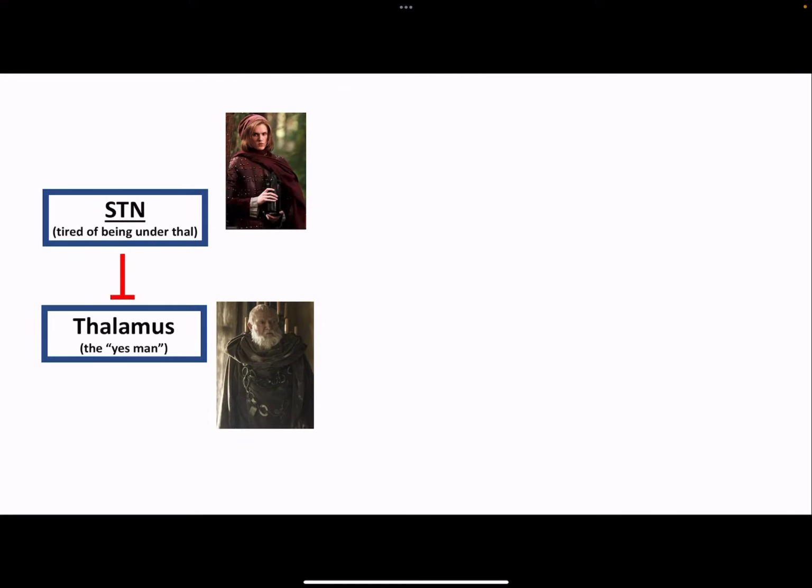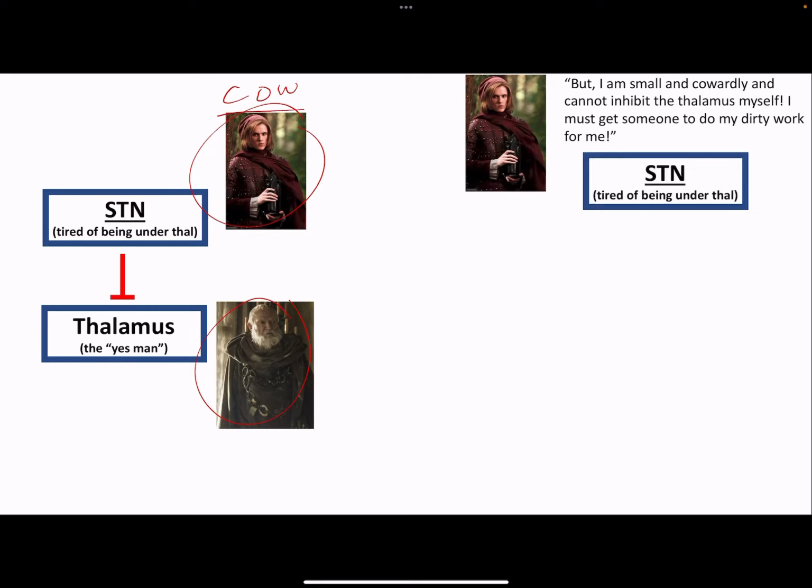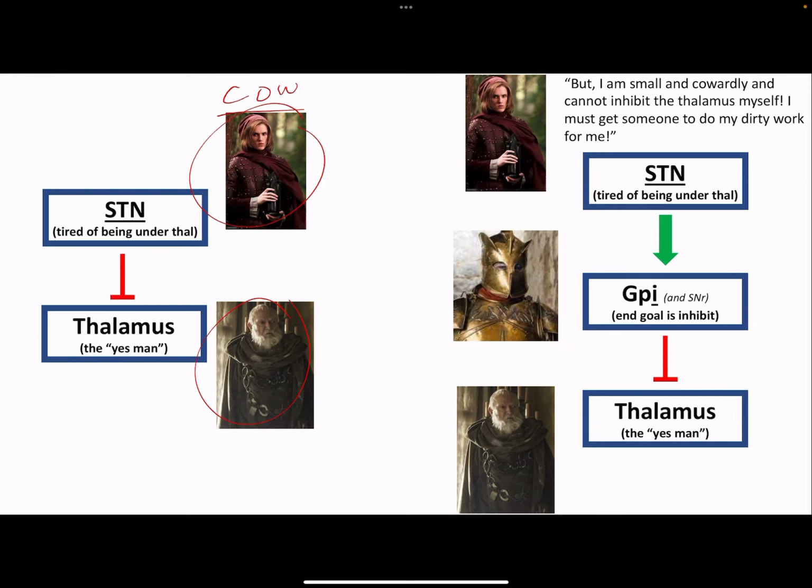All right, so the subthalamic nucleus is just like, I'm tired of being under your oppressive rule. I want to turn you off. But this person right here is a coward. They can't do it directly, so they need to go through somebody else to turn off the thalamus. They're going to get this mercenary, this swordsmith, this big brute, and pay them to shut down the thalamus. And that also makes sense, again, because the GPI's job is to inhibit movement, and the thalamus is trying to activate movement.